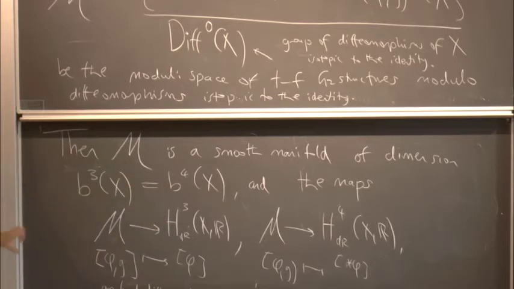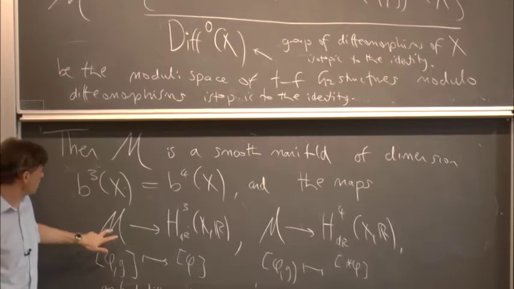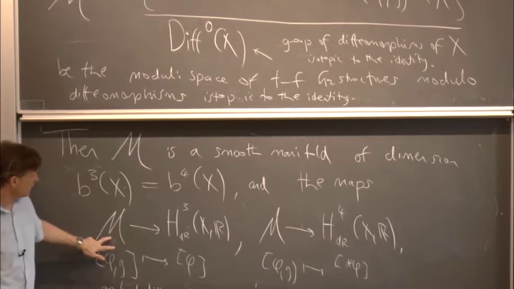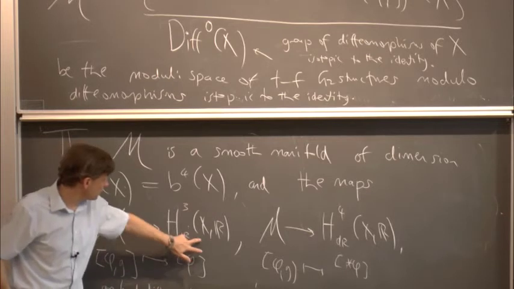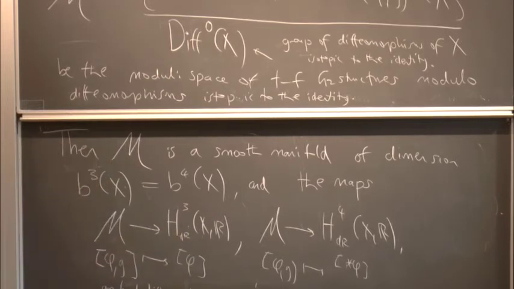If you like, they're étale maps. Local diffeomorphisms mean that for any point in here, a small open neighbourhood of M is diffeomorphically identified with a small open neighbourhood in H3, and so on.